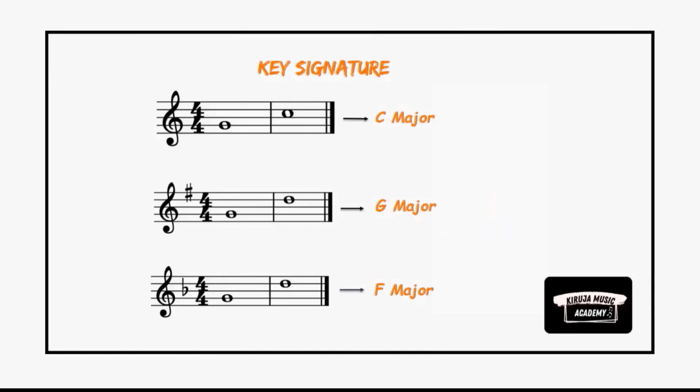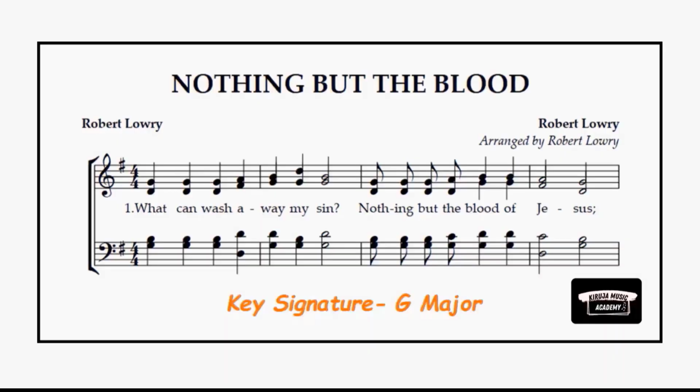C major, G major, and F major are but a few examples of key signatures. The fourth component to consider in this lesson is the key signature. The key signature is a set of sharp or flat signs placed after the clef to indicate the tonality or scale of the music following. For example, the hymn "Nothing But the Blood" is in the key of G major.